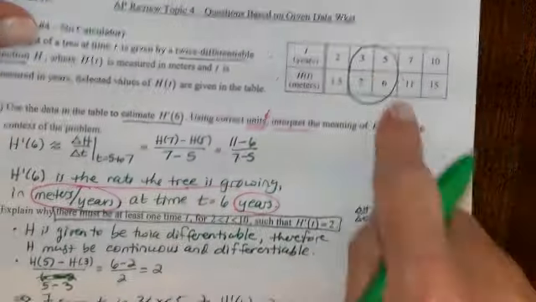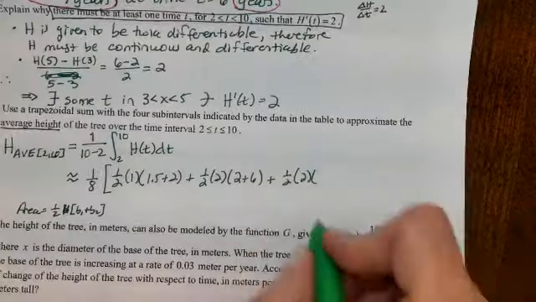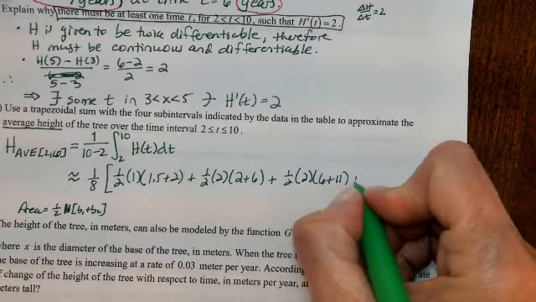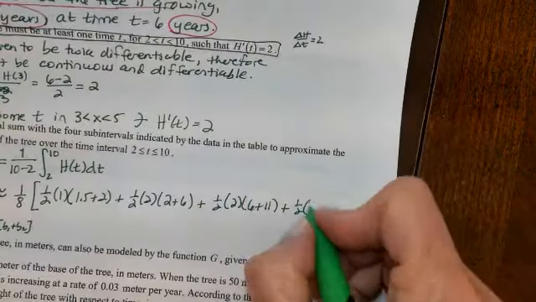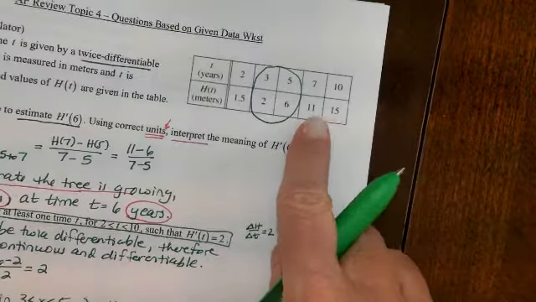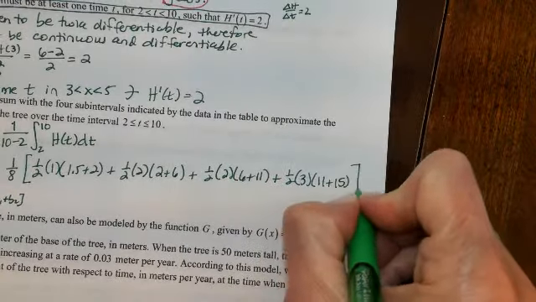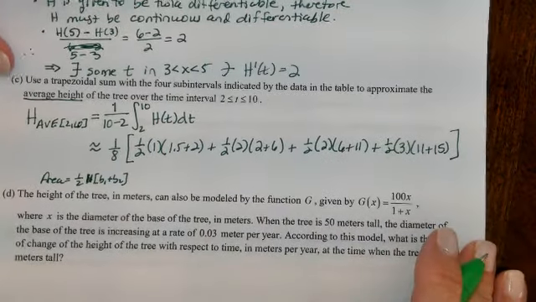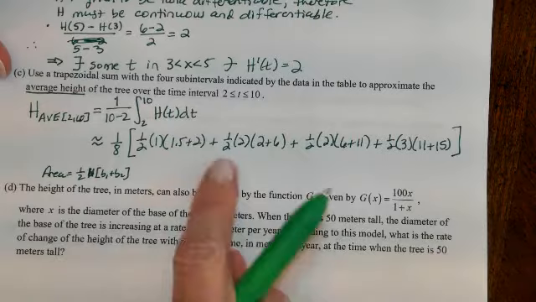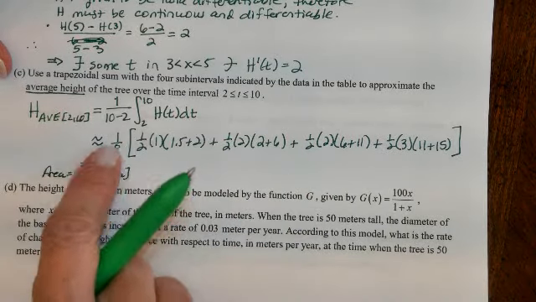Third trapezoid, 5 to 7 is 2. 6 plus 11. And then our last trapezoid, base will be 3. And the height is 11 plus 15. And I'm going to close that bracket and stop. That is the trapezoidal sum, and by multiplying by an eighth, we get the average height. Okay?